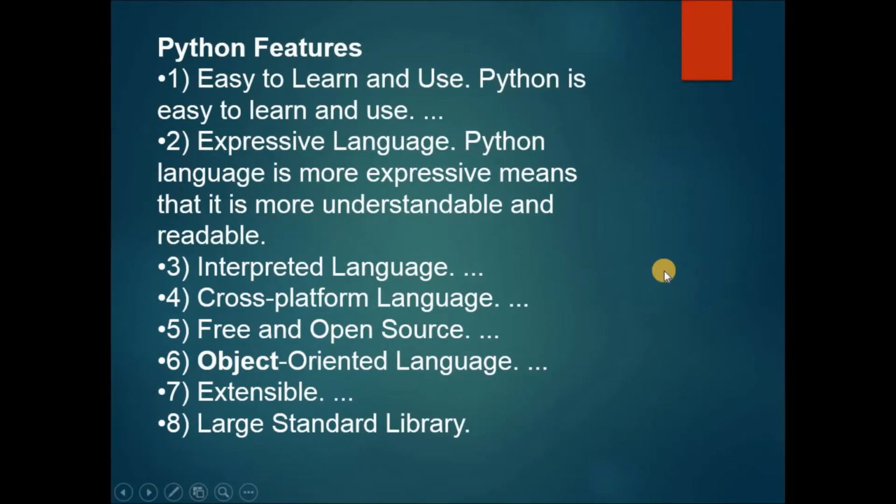See, Python features. Easy to learn and use, expressive language, interpreted language, cross-platform language, free and open source, object-oriented language, extensible, large standard library. So these are the features of Python. These are for theory, so you can see them in the PPT and read from here. This is object-oriented programming, and this is free and open source language, and interpreted language. So these are the main points of Python features.